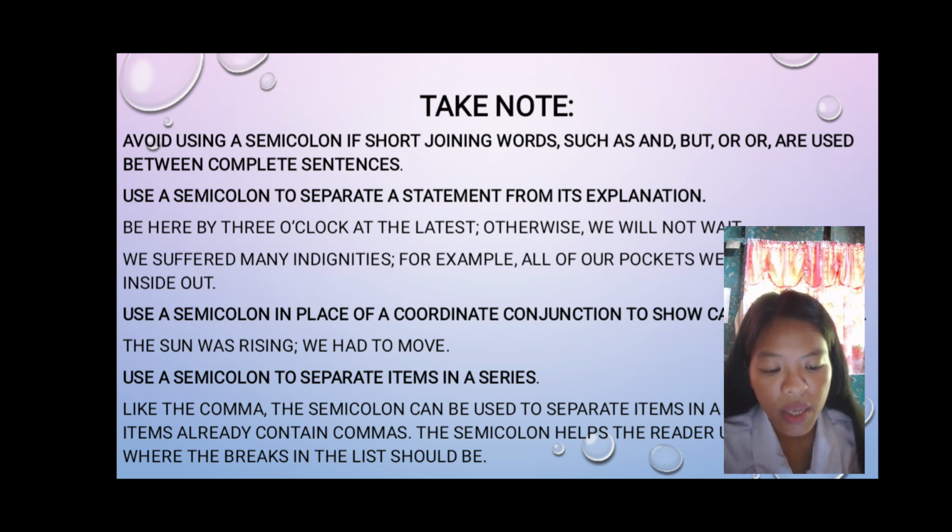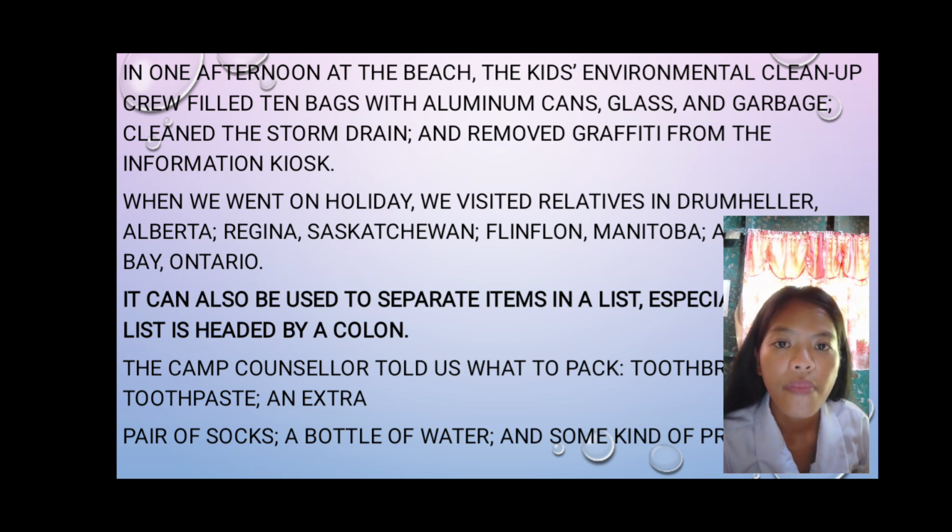Use a semicolon to separate items in a series. Like the comma, the semicolon can be used to separate items in a series if the items already contain commas. The semicolons help the reader understand where the breaks in the list should be. In one afternoon at the beach, the kids' environmental cleanup crew filled 10 bags with aluminum cans, glass, and garbage; cleaned the storm drain; and removed graffiti from the information kiosk.